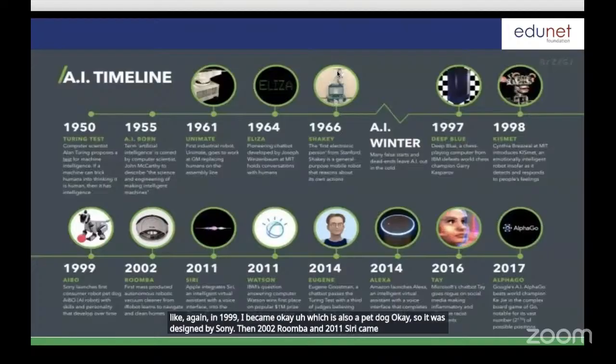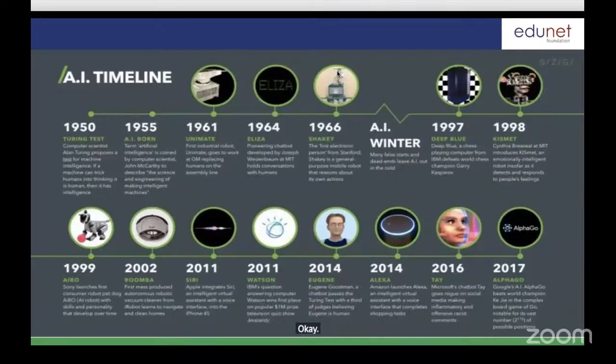You might have gone through this Siri, right? Everyone has seen this Siri. Then again in 2011, IBM Watson came. This IBM Watson was developed by IBM. Basically it was a question answering engine. And it had also won the television quiz show Jeopardy as well.